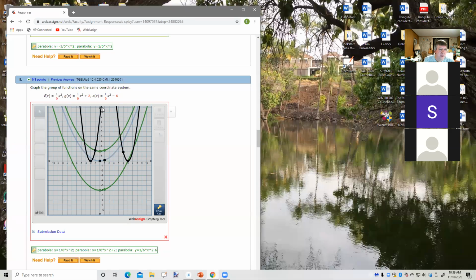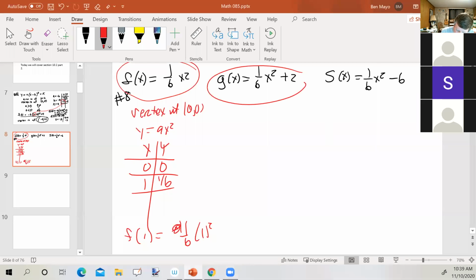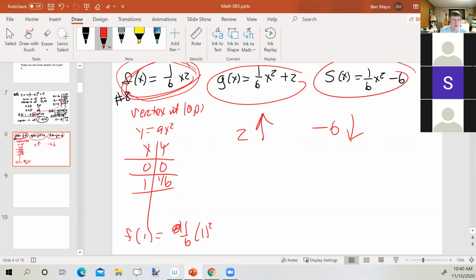Okay, now let's go back to this other screen. What is this going to look like? Well, it's going to look exactly like this, but it's going to be shifted up 2 units. What is this one going to look like? It's going to look exactly like that, but shifted down 6 units. So down 6. So back to the graph.